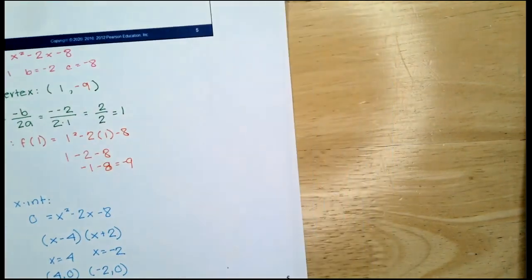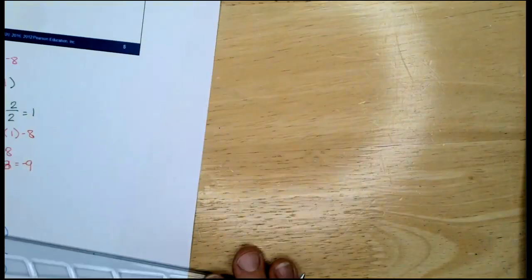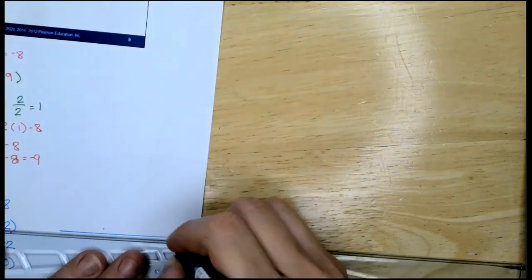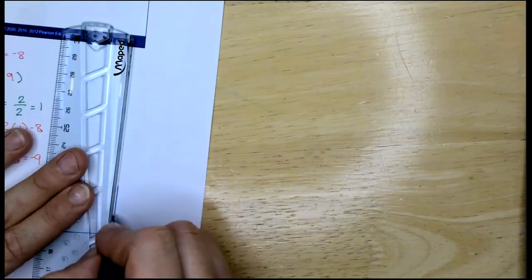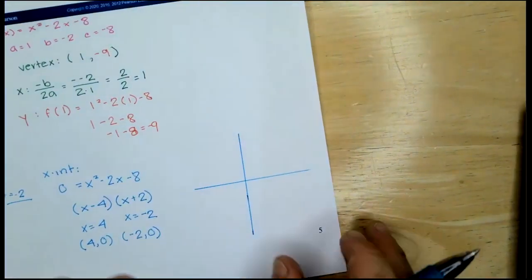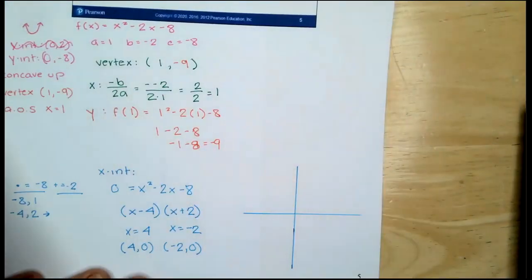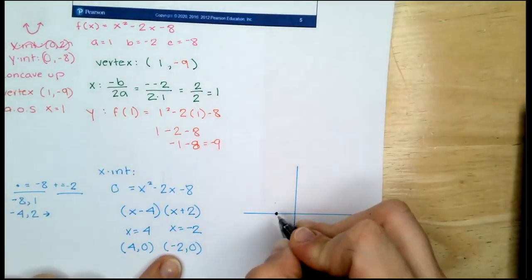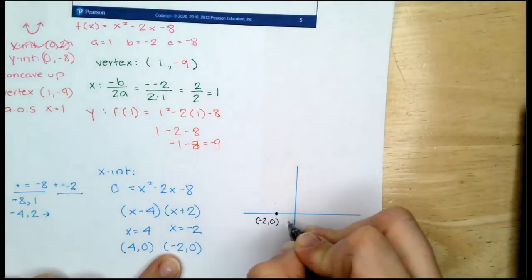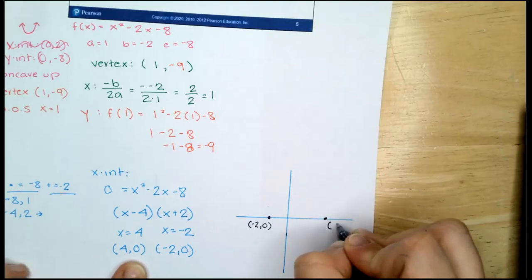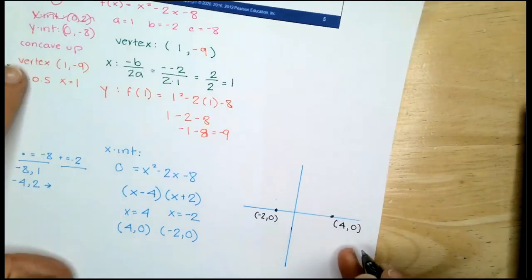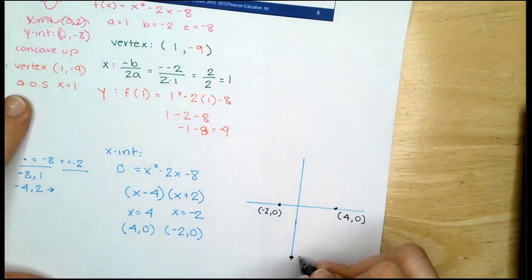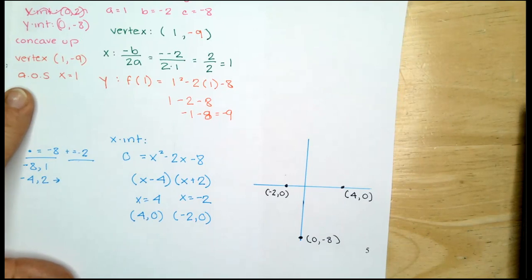When we graph this, when we visualize this graph, we're going to cross at negative 2, 0. We're going to cross at 4, 0. We're going to cross the y-intercept at negative 8. So that's the point 0, comma, negative 8. And our vertex is going to be 1, comma, negative 9. So our vertex is down here.